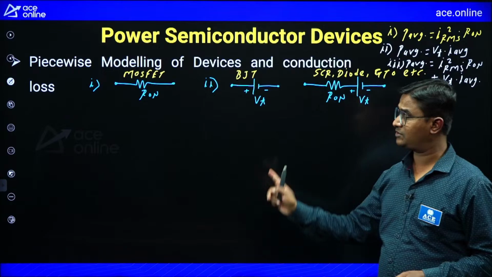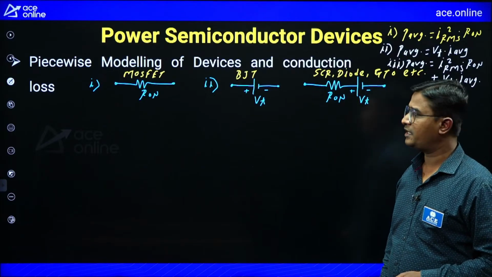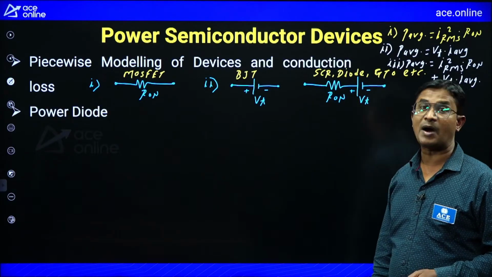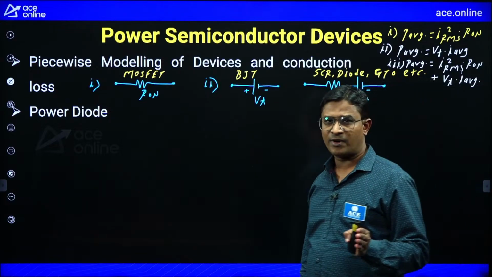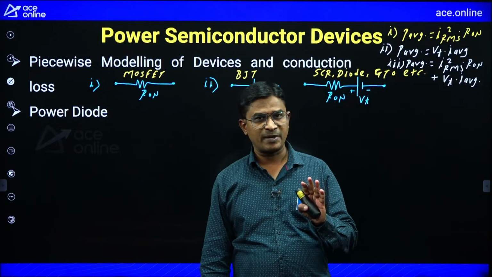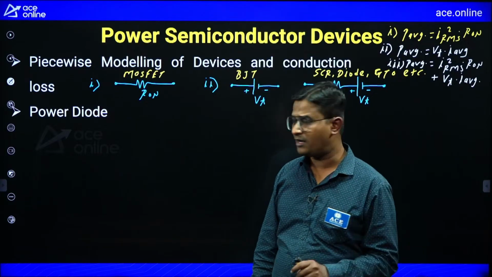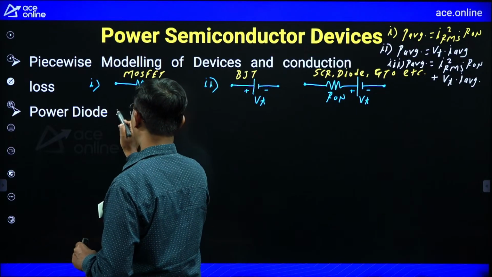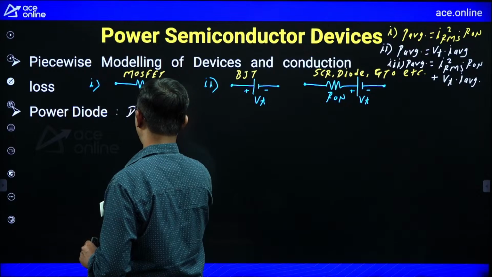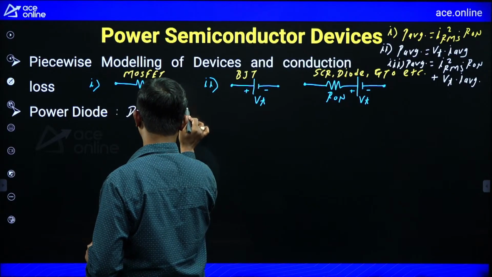Okay, you can expect a question on conduction state power loss. Next, the second important point is the power diode. As long as the power diode is considered, you can expect a theory question, and a numerical question on only the dynamic characteristic of the power diode.